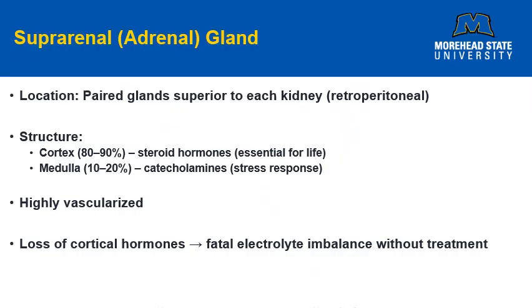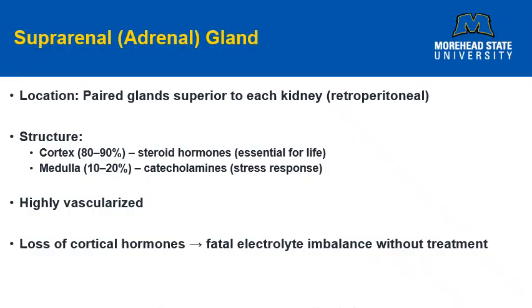All right. Okay, so next is the adrenal gland. Okay, so this is a paired gland that's superior to each kidney. All right, retroperitoneal. Now, structure-wise, it's mostly cortex, so that is where your steroid hormones are going to come from, and obviously these are extremely essential for our life, as well as the medulla. Okay, so the catecholamines, they're more of the stress response, so that's about 10 to 20% of the size of the gland. Okay, and as such, this is very highly vascular.